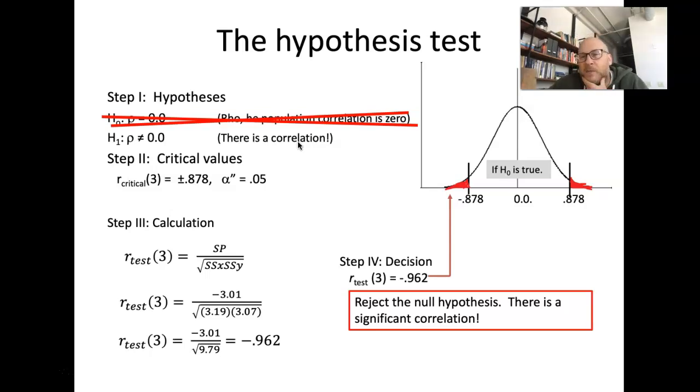Now, it is possible that we've made a type 1 error. There's a 5% chance of that. We have to keep that in mind. And next time I'll show you how to think about the strength of that correlation. So we'll be using the same data next time to do regression.